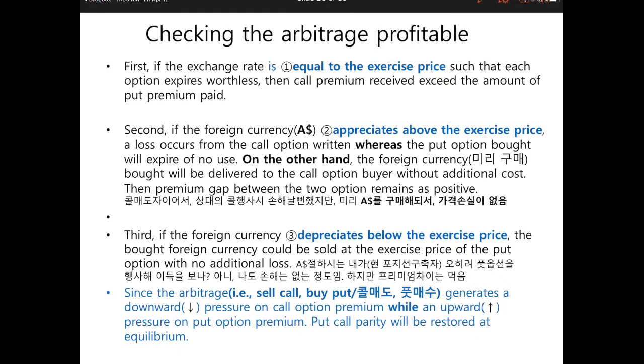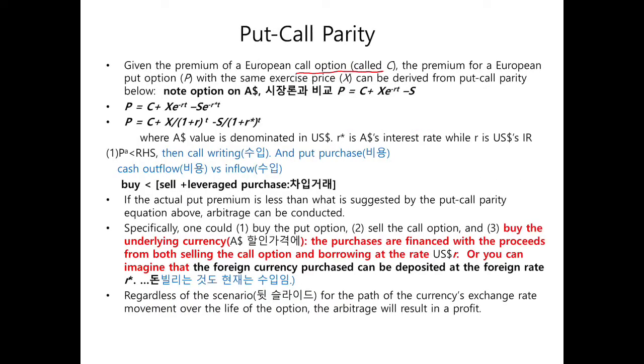So here, I think it's better for me to read sentence by sentence. Given the premium of a European call option, denoted by C, and the premium for the put option, denoted by P, both options having the same exercise price X, for them the put-call parity equation can be derived as below, like this one. I make a note on options on the Australian dollar.